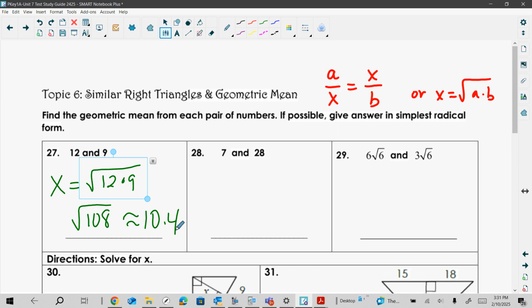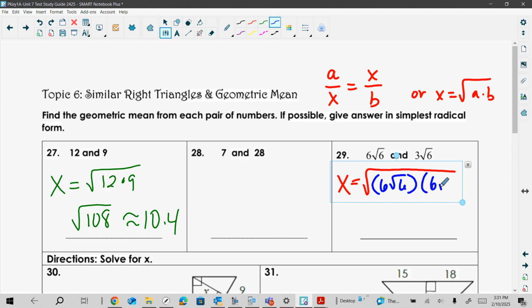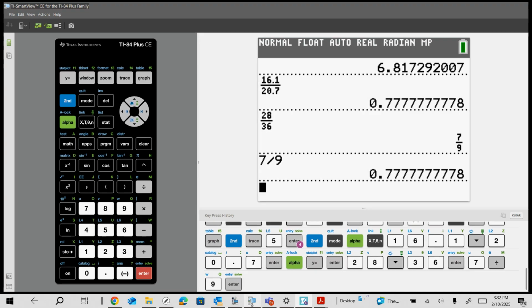Okay. Now, if you have a radical, a number with a square root, you're still multiplying those. And I tend to use parentheses to show that multiplication. So my x is the square root of multiplying, parentheses, my 6 root 6 times my 6 root 6. If I do this, use parentheses or type this in my calculator, it'll come out to be a whole number.